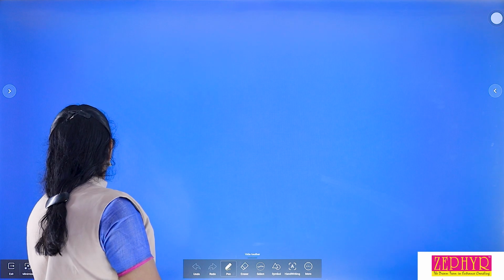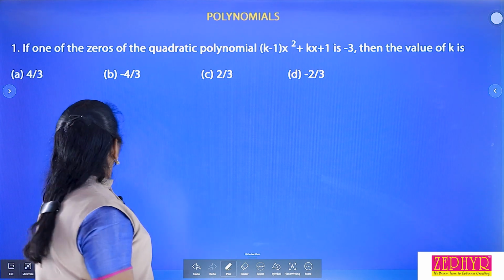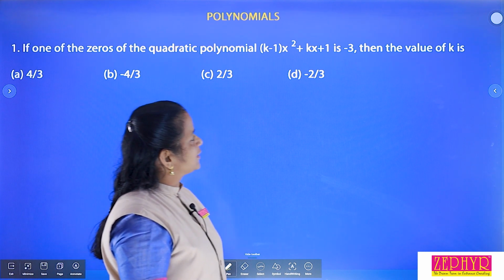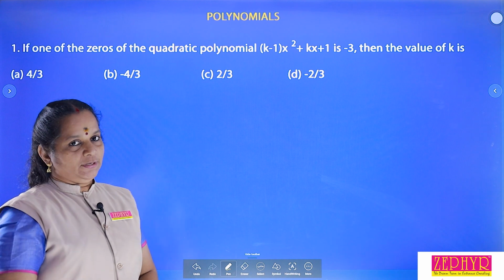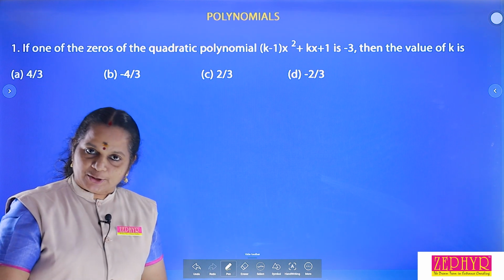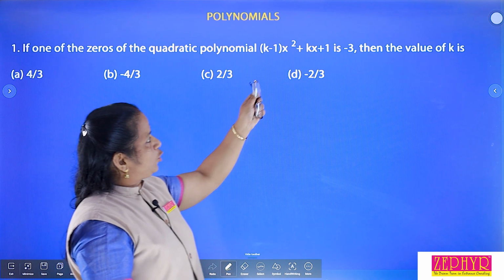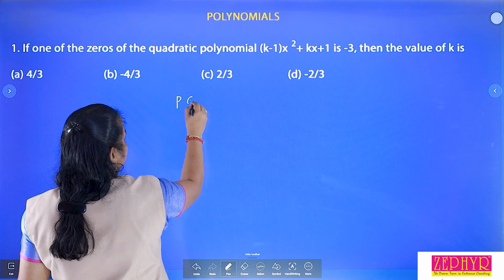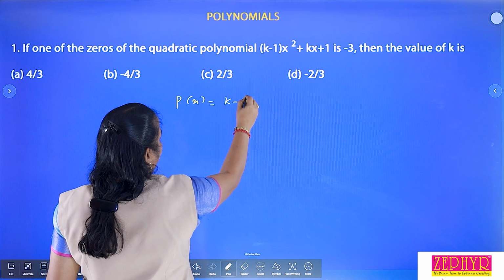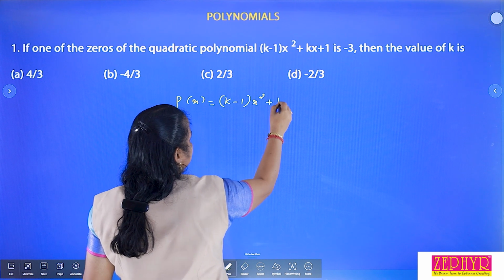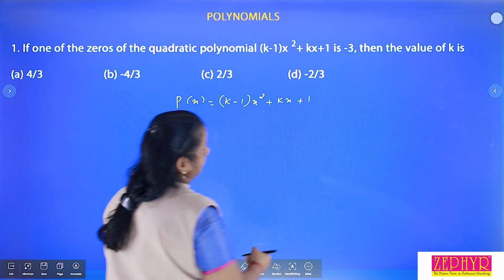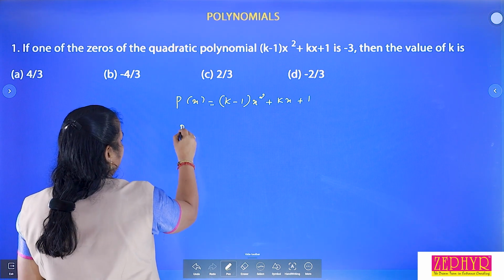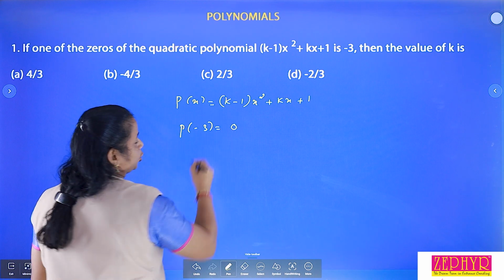The first question is, if one of the zeros of the quadratic polynomial k minus 1 x square plus kx plus 1 is minus 3, then find the value of k. We have already discussed what is meant by the zero of a polynomial. Take the polynomial as p of x is equal to k minus 1 x square plus kx plus 1. One of the zeros of the polynomial is minus 3, that means p of minus 3 is equal to 0.